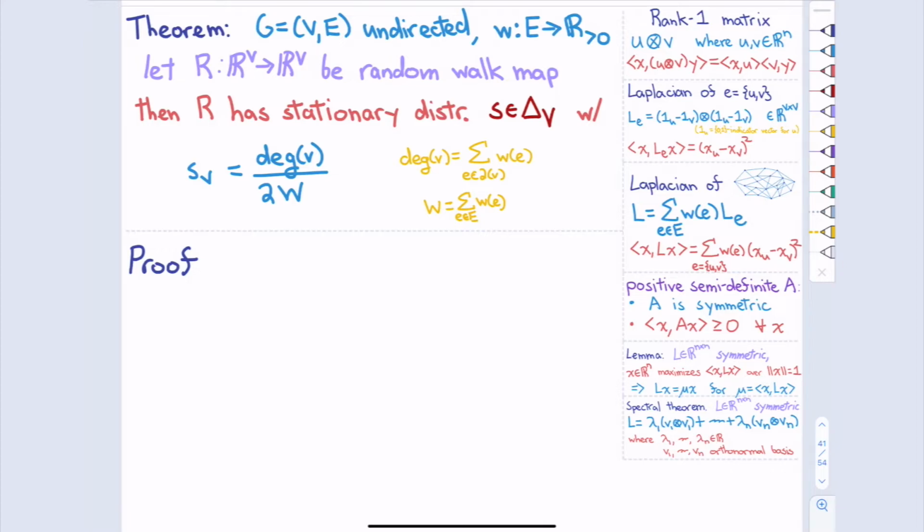This is saying that the stationary distribution is proportional to the degrees of the vertices. The numerator is the degree of a vertex, and the denominator is 2 times the total sum of the edge weights, which is really the total sum of all the degrees.